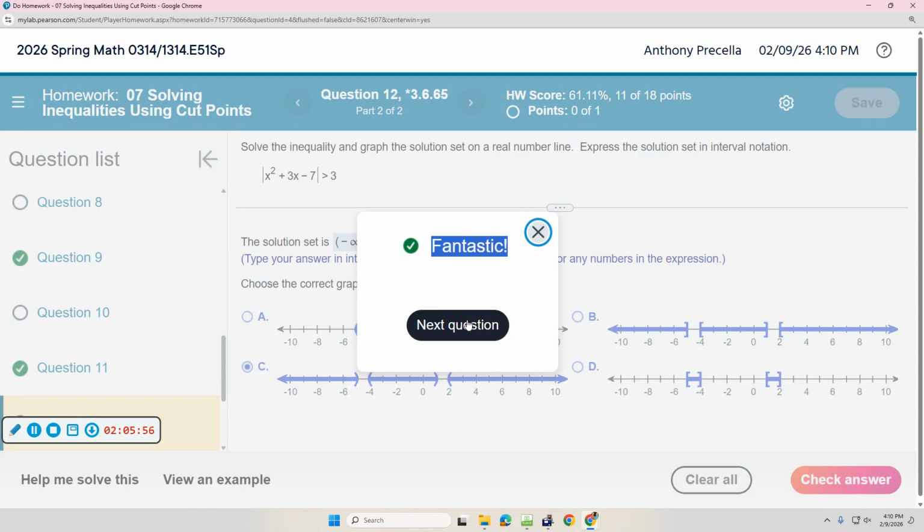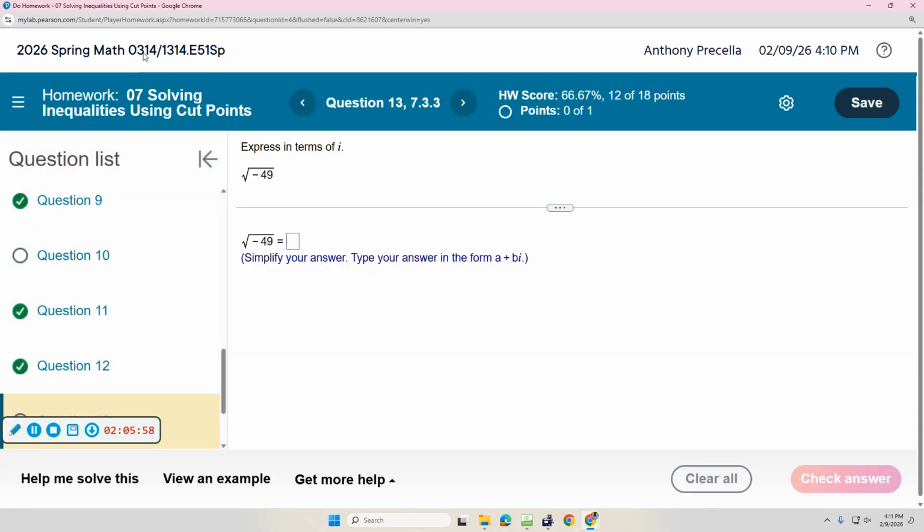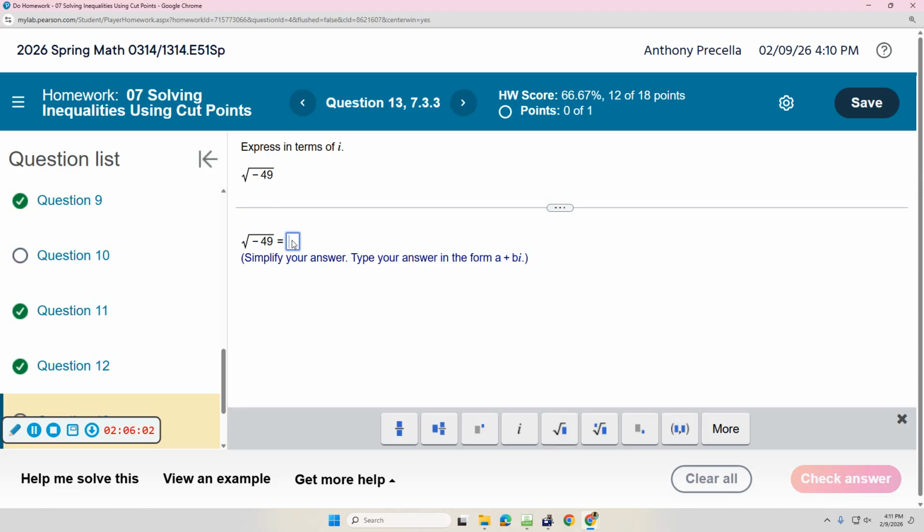And then after that, I think it's imaginary numbers. We know that answer. What's that answer? I'll get you started. 7. The square root of 49 is 7, but since it's negative, you stick on an i.